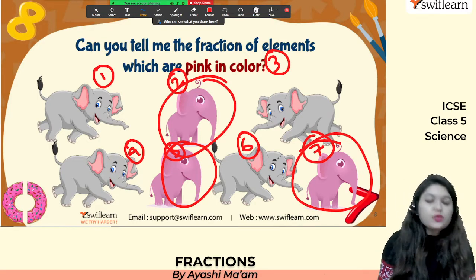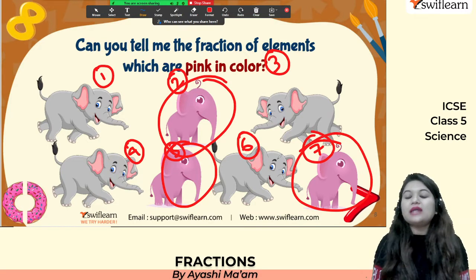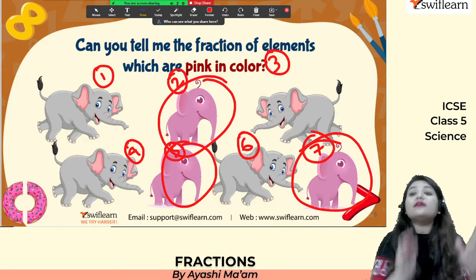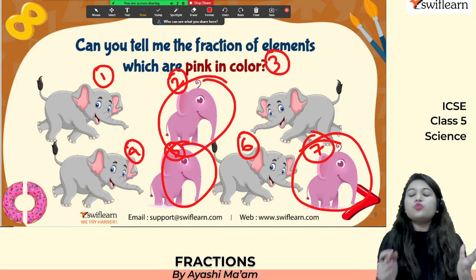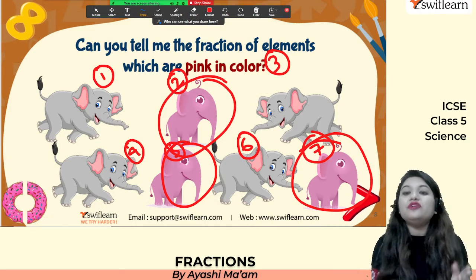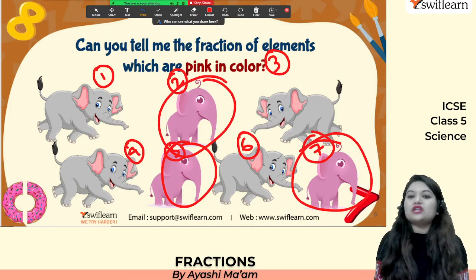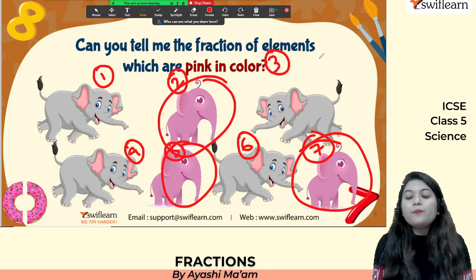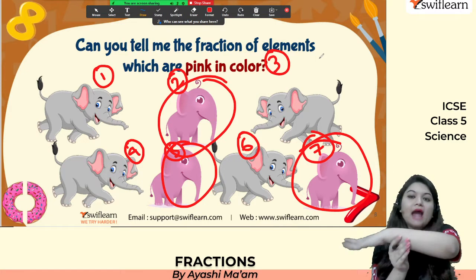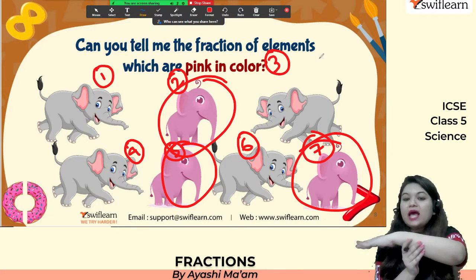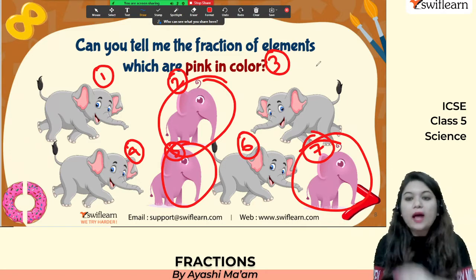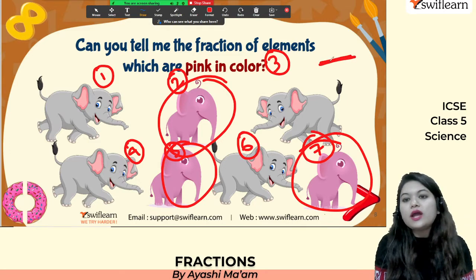Now, just with the help of these two pieces of information, that is the total number of elephants and the required number of elephants, that means what? The number of pink elephants, we can find out the fraction. So how will you do it? Basically, just imagine my hand. This is like a horizontal line that is going to separate two numbers. Okay. So this is the horizontal line.